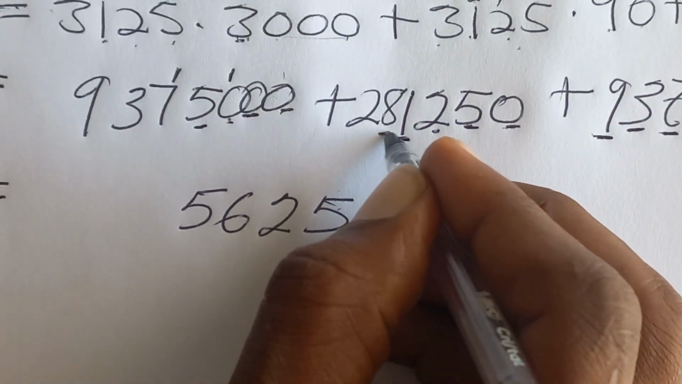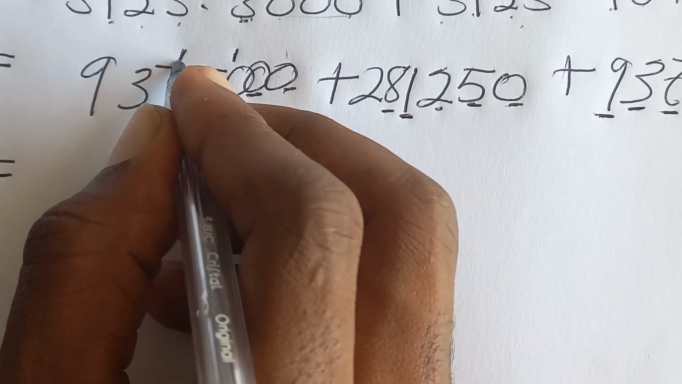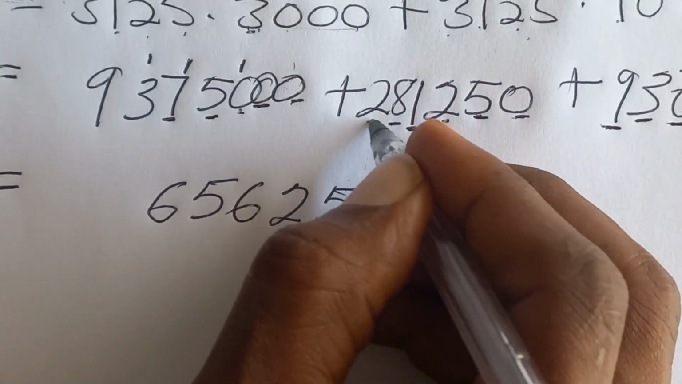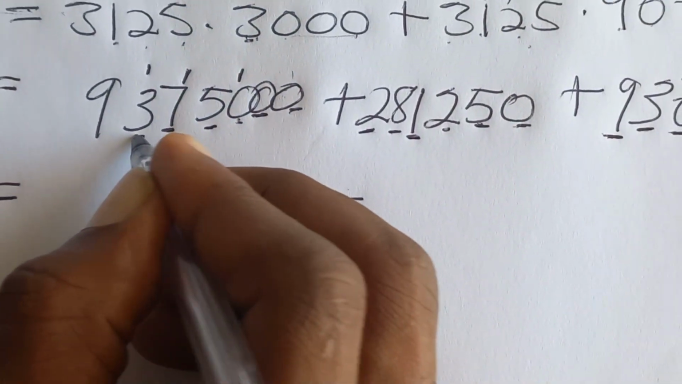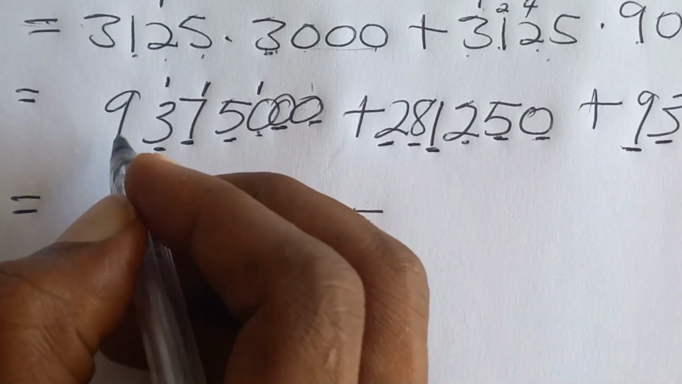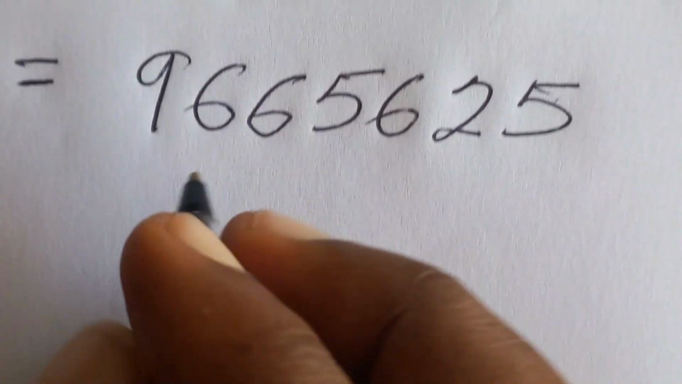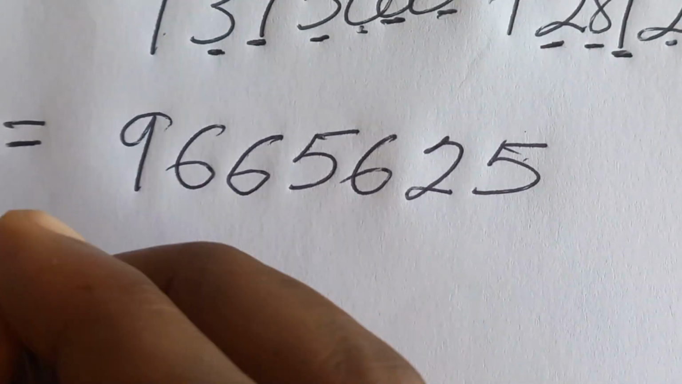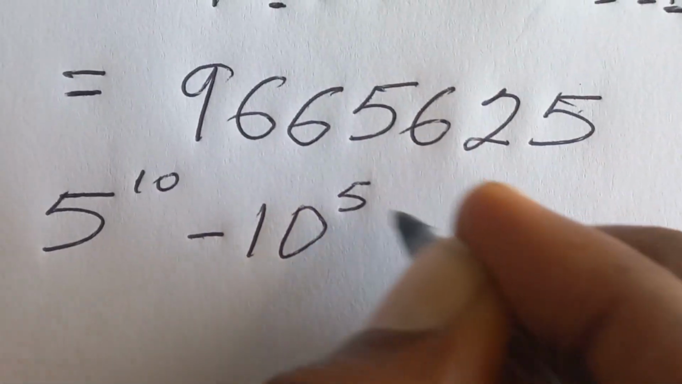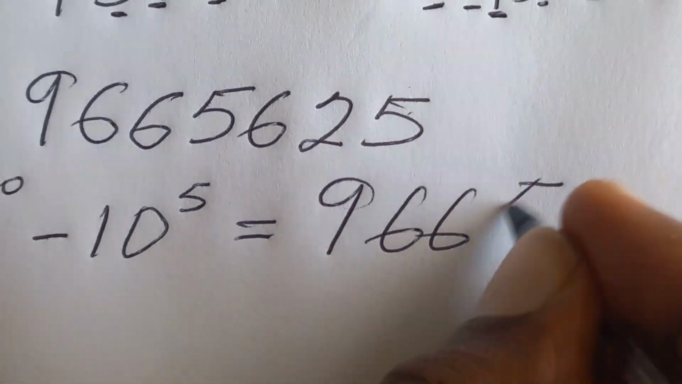So we have 8 plus 7, which is 15, plus 1 is 16. So 6, remainder of 1. 2 plus 3 is 5, plus 1 gives 6. Then plus 9. So to simplify without using a calculator, 5 exponent 10 minus 10 exponent 5 is equal to 9,665,625.